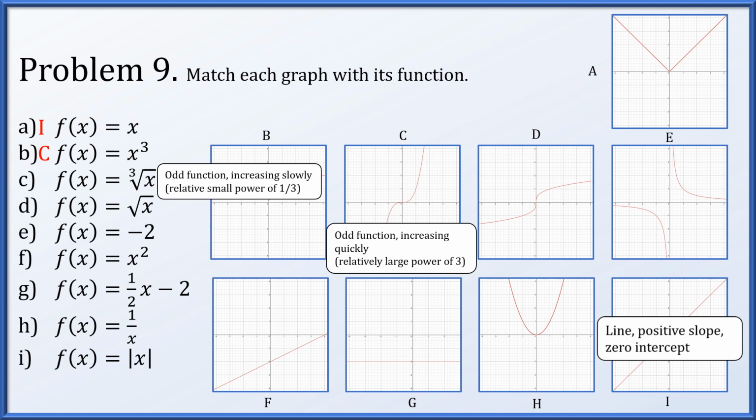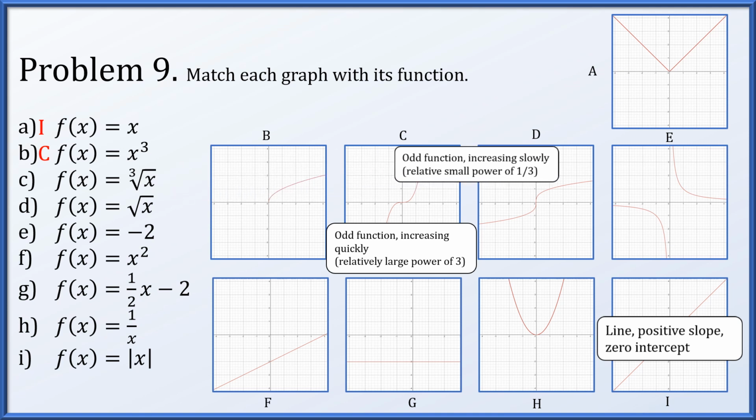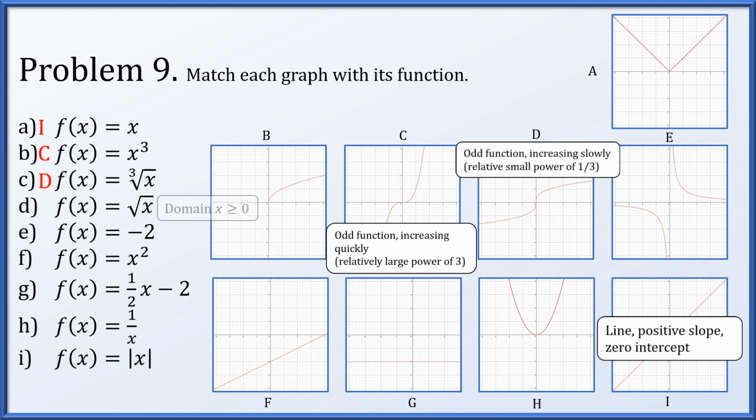In contrast, here we have x to the 1/3. This is still an odd function. We have 1 over an odd number as our power, but it's increasing rather slowly. That's going to be the graph in D. What about root x? Compared to everything else up here, this is the only one whose domain is exactly x bigger than or equal to 0, and that's the graph in B.